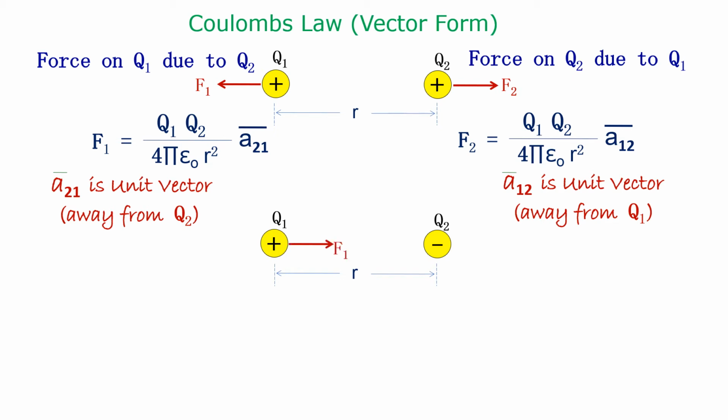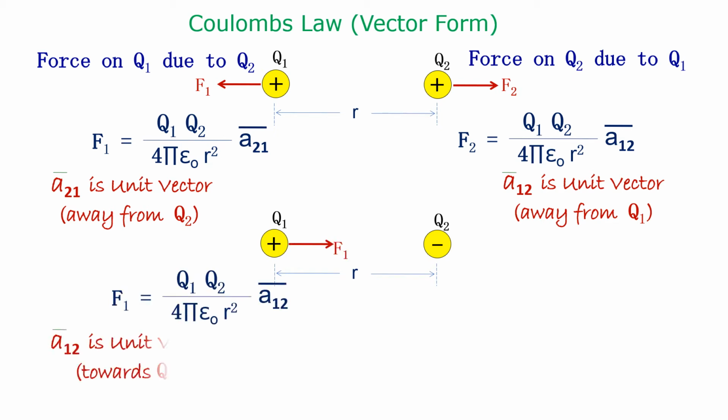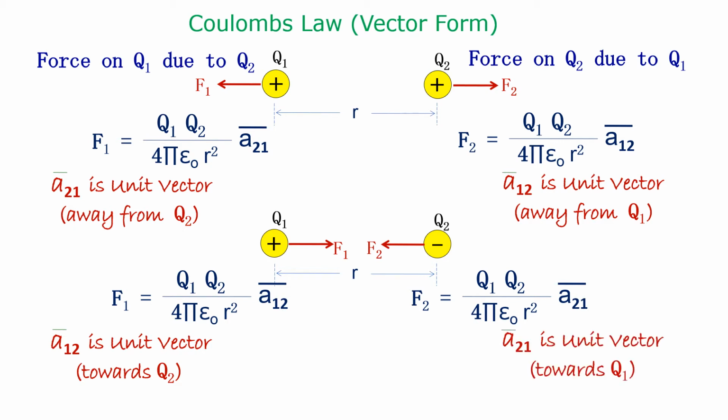Here you have F1, the force on Q1. Here A12 is the unit vector towards Q2. The force on Q2, F2, is in the direction of A21. A21 is the unit vector towards Q1.